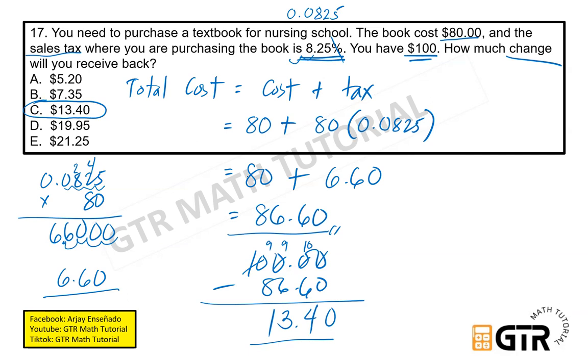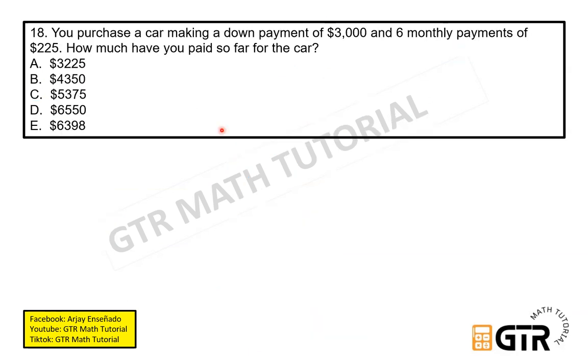$13.40. Okay, so next number, number 18. You purchase a car making a down payment of $3,000 and 6 monthly payments of $225. How much have you paid so far for the car?